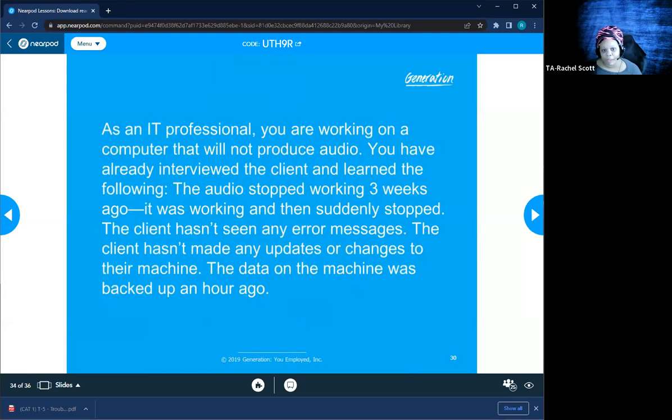And who could read the slide for me? As an IT professional, you are working on a computer that will not produce audio. You have already interviewed the client and learned the following. The audio stopped working 3 weeks ago. It was working and then suddenly stopped. The client hasn't seen any error messages. The client hasn't made any updates or changes to their machine. The data on the machine was backed up an hour ago. Thank you. So what could be the possible issues? How would you attack this? What troubleshooting would you do?